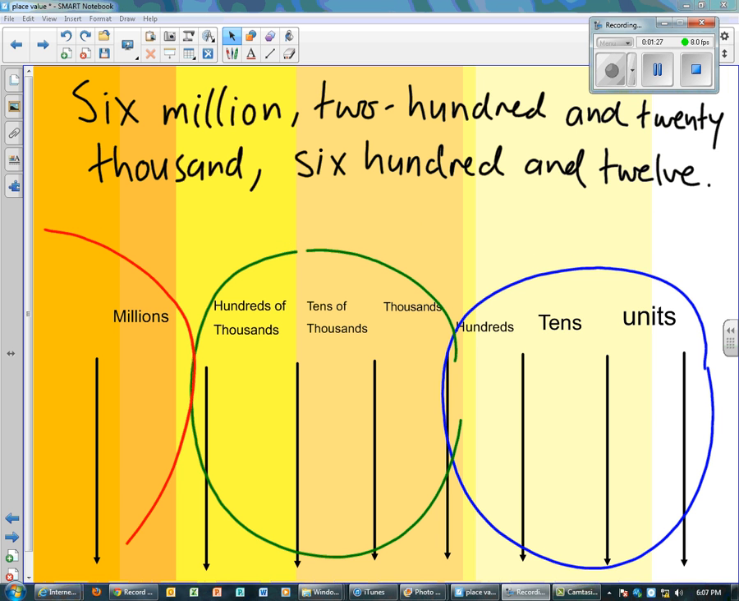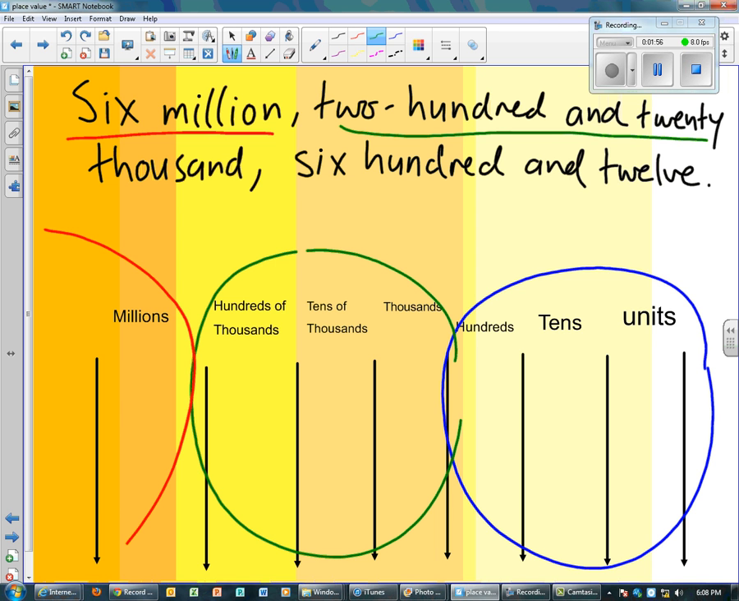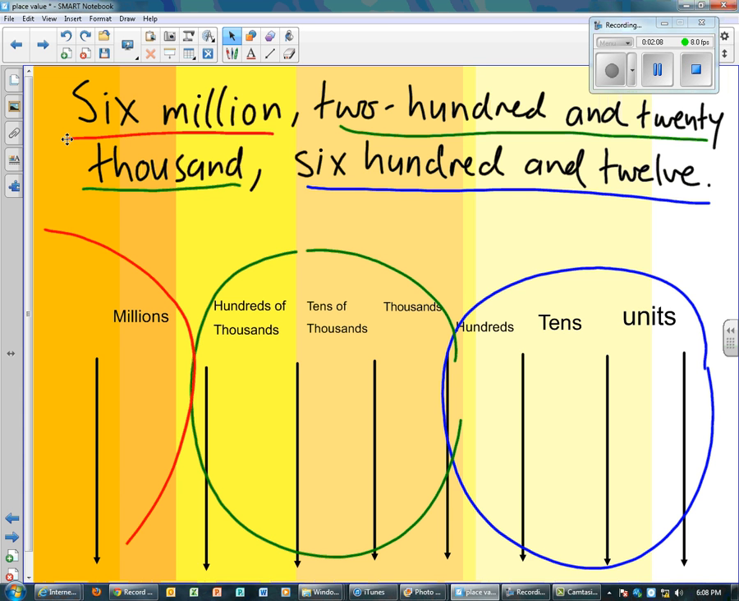Okay guys, here's a number for you. 6,220,612. And I wonder if you've worked out what relationship the commas have to our place value groupings down the bottom. Go and have a think. I wonder if you've worked out the commas separate the millions from the thousands from the hundreds. Okay? Well, if you haven't worked it out, you know it now, and that's what the commas do when we write numbers, and people think commas are old-fashioned, but I think they're pretty useful.